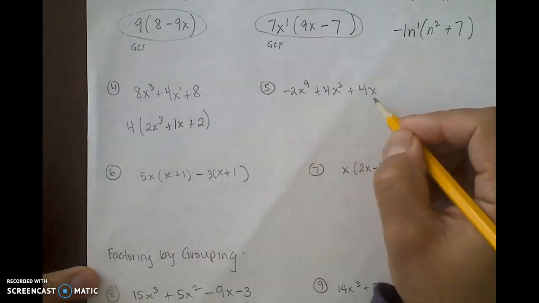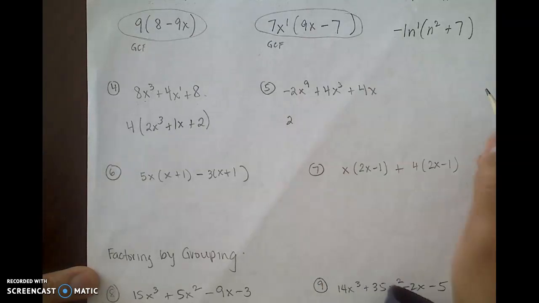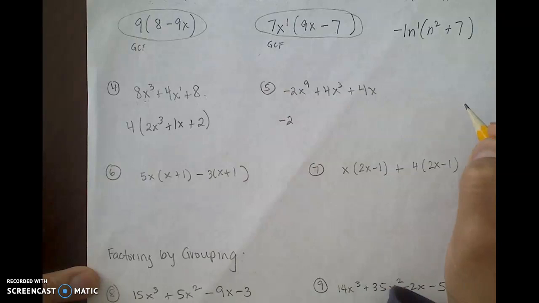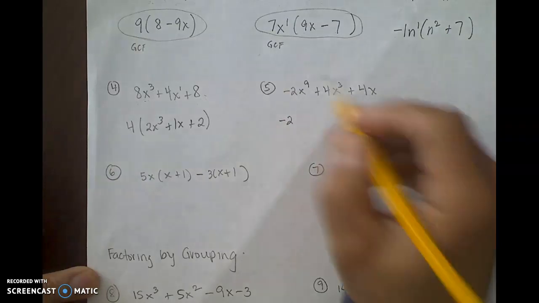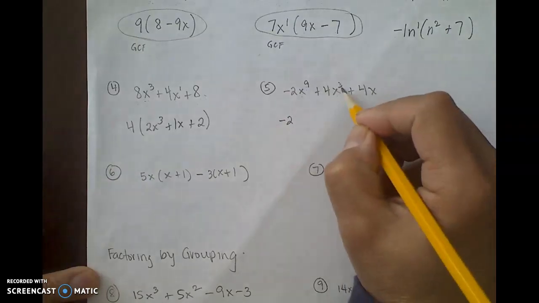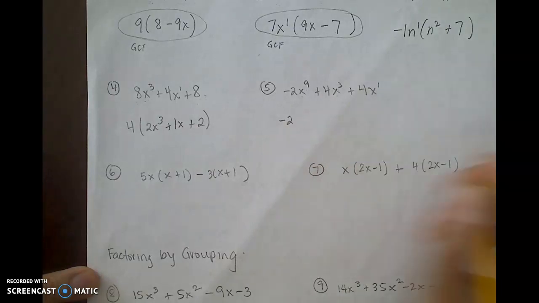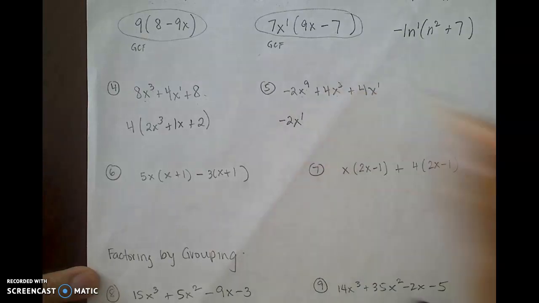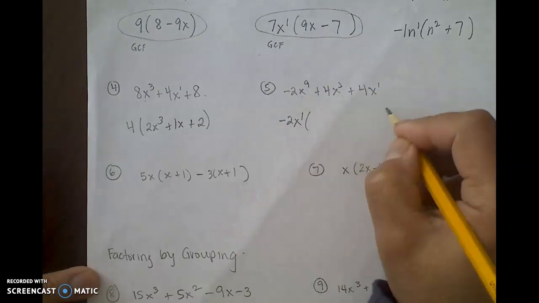the greatest common factor between the numbers is 2. And because our leading coefficient is negative, our GCF is going to also be negative. I've got x to the 9th, x to the 3rd, x to the 1st. Since they all have x's, we know that our GCF is going to have an x. And in terms of an exponent, it's going to be whatever the smallest exponent is. Alright, so let's go ahead and divide.